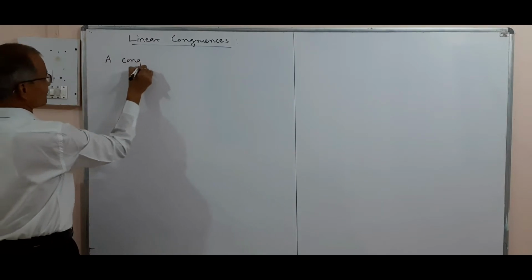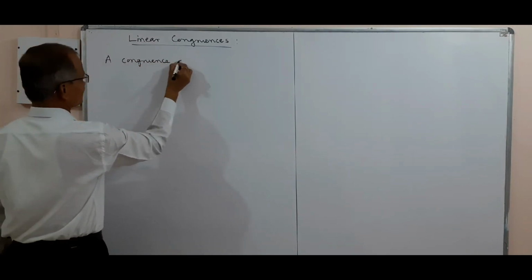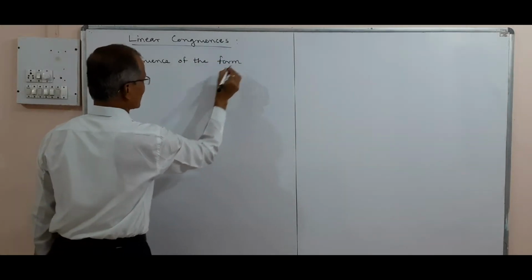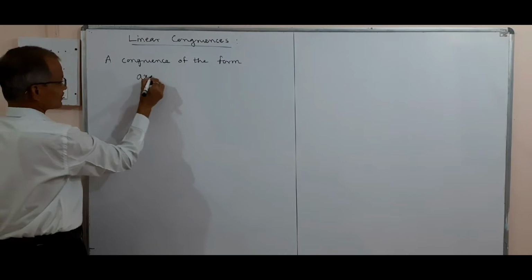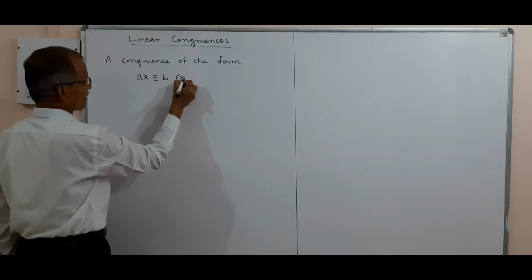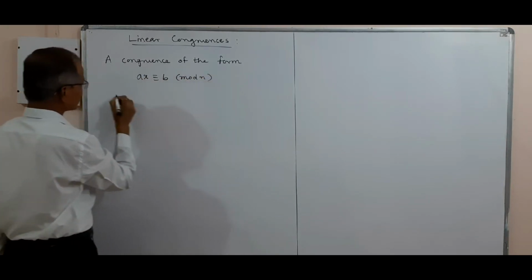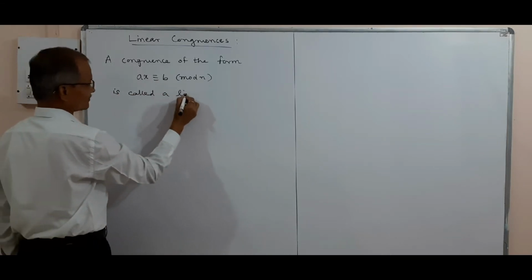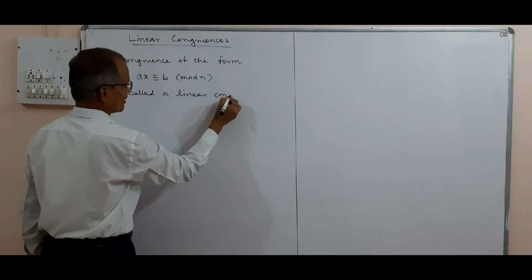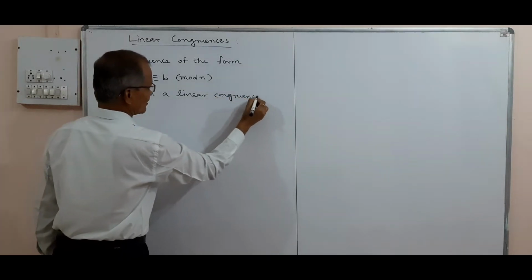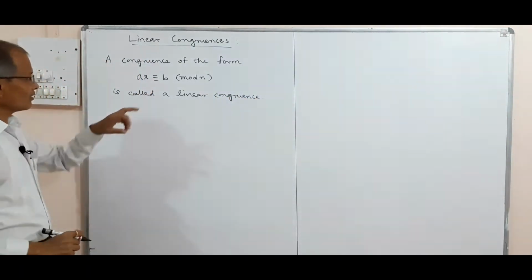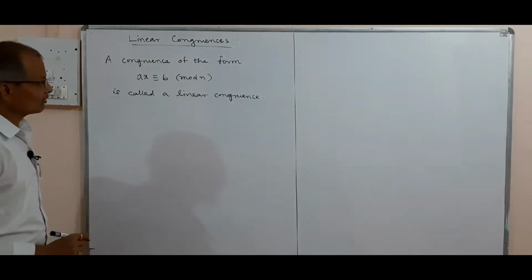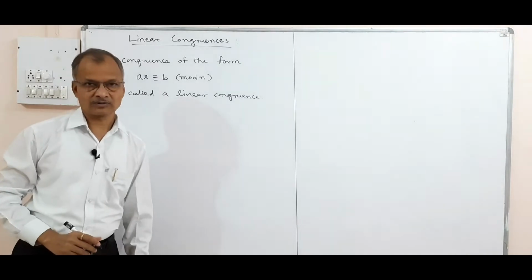A congruence of the form ax congruent to b modulo n is called a linear congruence. See the linearity of this variable term ax. It is a first degree term and therefore this congruence is said to be a linear congruence.